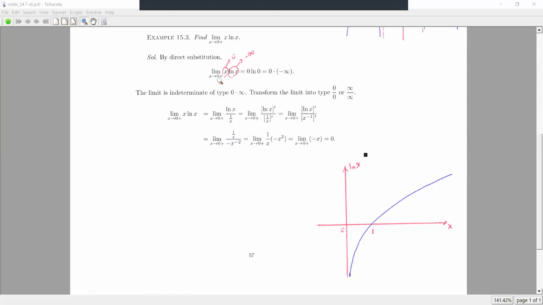When x approaches 0, x approaches 0. Natural log approaches negative infinity, but their product approaches 0. Why? It is because x approaches 0 faster than natural log approaches negative infinity. So their product approaches 0. This limit is 0.